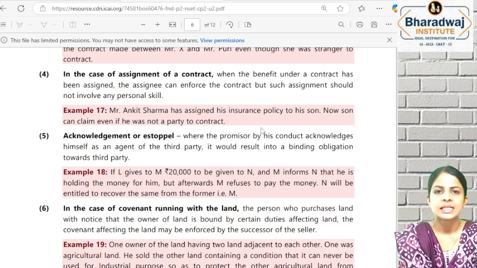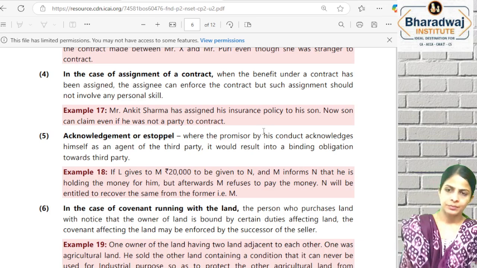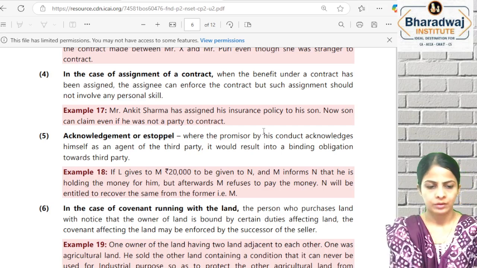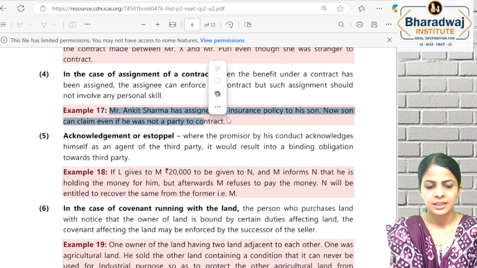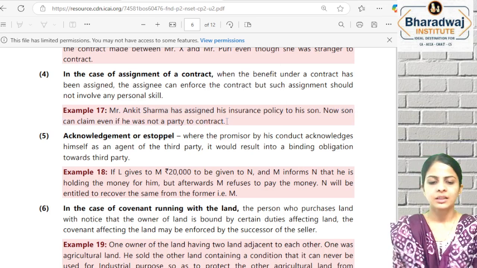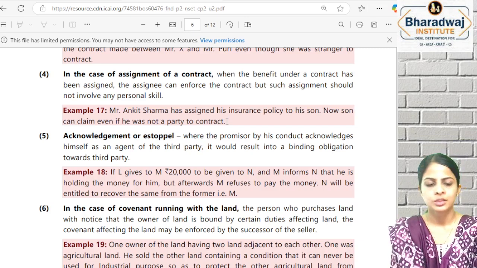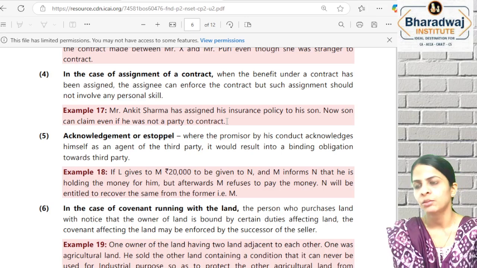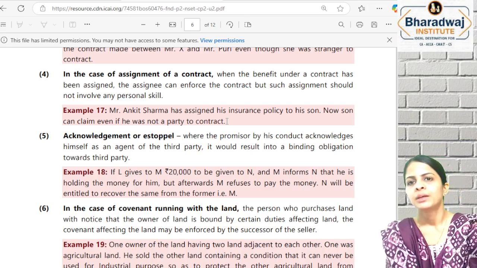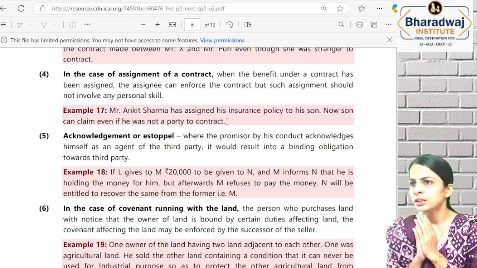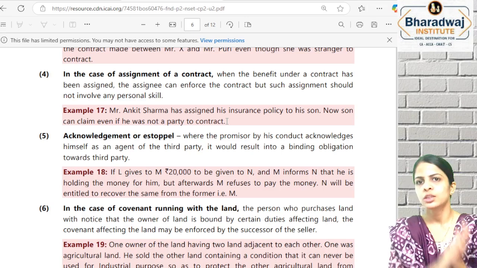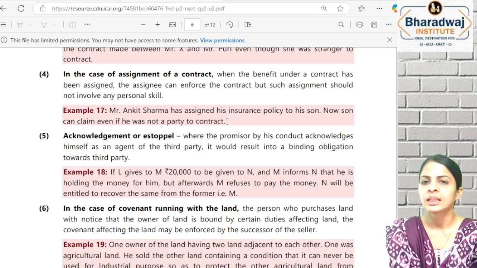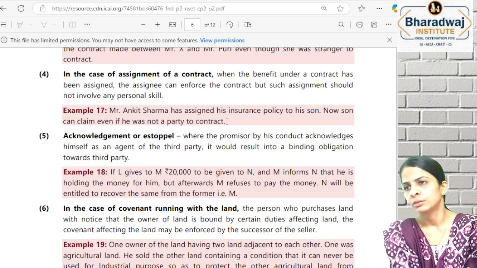Last one, assignment of contract. In case of this assignment, assignee. Now see this example. Mr. Ankit Sharma has assigned his insurance policy to his son. Assigned means I have given the benefits of this policy, the rights and liabilities relating to this policy, to my son. Now, the son can claim even if he was not the party to the contract.